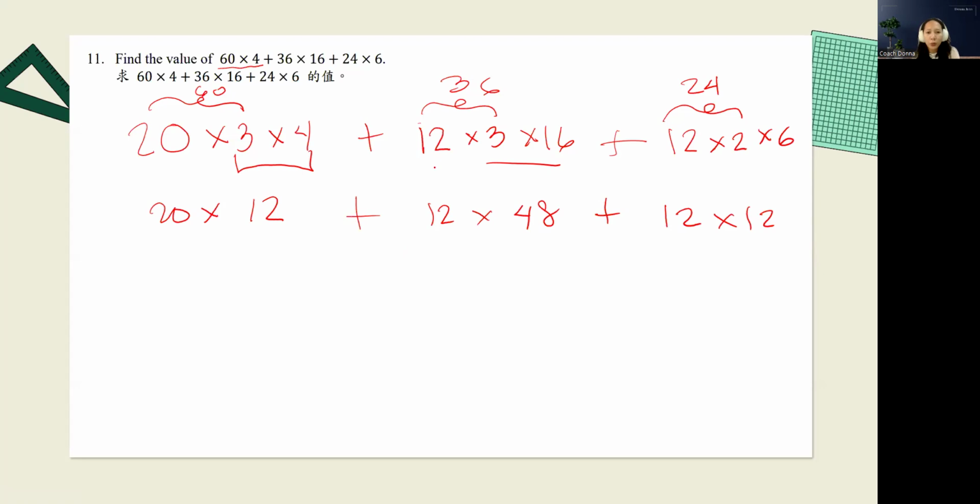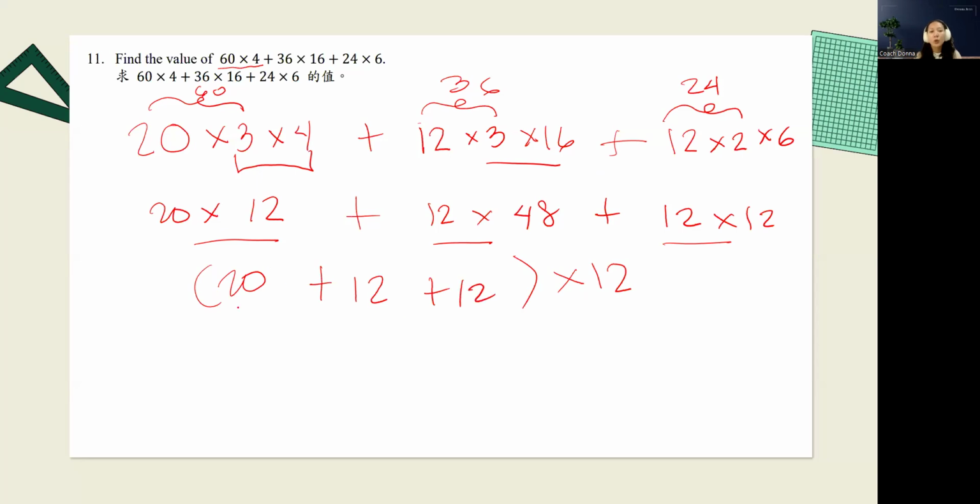So what we're going to do now is that you can see we're constantly multiplying it by 12. If we're constantly multiplying it by 12, we have to take out that common multiplication, times 12. Take it out and put everything else inside the parentheses. So you'll be left with 20 plus 12 plus 12. So 20 plus 12, 32 plus 12, 44. Multiply it by 12. 44 times 12 would give you an answer of 528. And this is our answer.